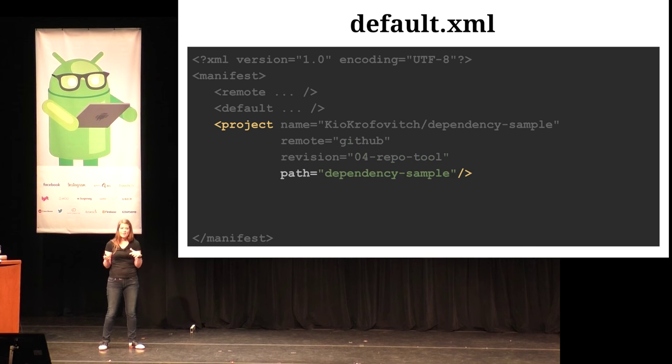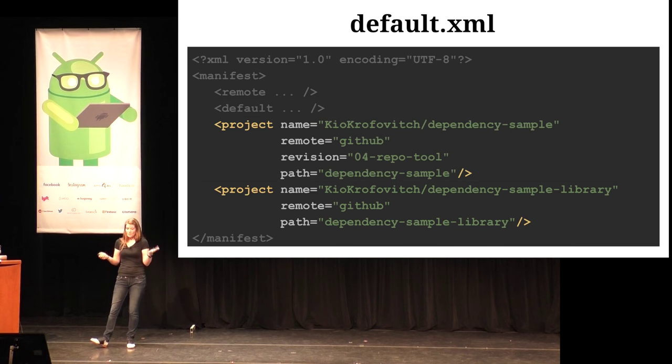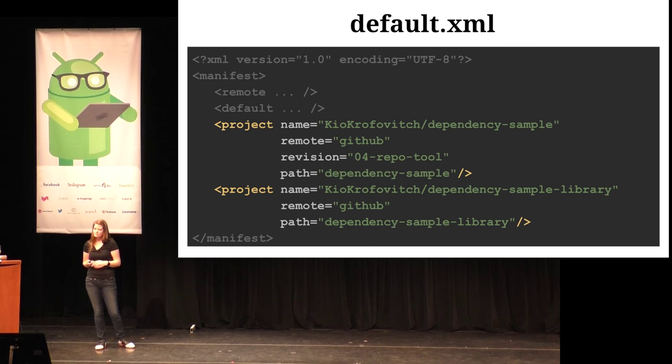And then path, this is optional. I want to install this into the dependency sample folder path. Otherwise, it would default to putting it in the name path, which I don't want it to be in, Kio Kropovich slash dependency sample. And then here we define another project, which is a dependency sample library. It's also pulled from GitHub, and I want to put it in dependency sample library file path. So that's it. You would continue on defining all the projects that you depend on.